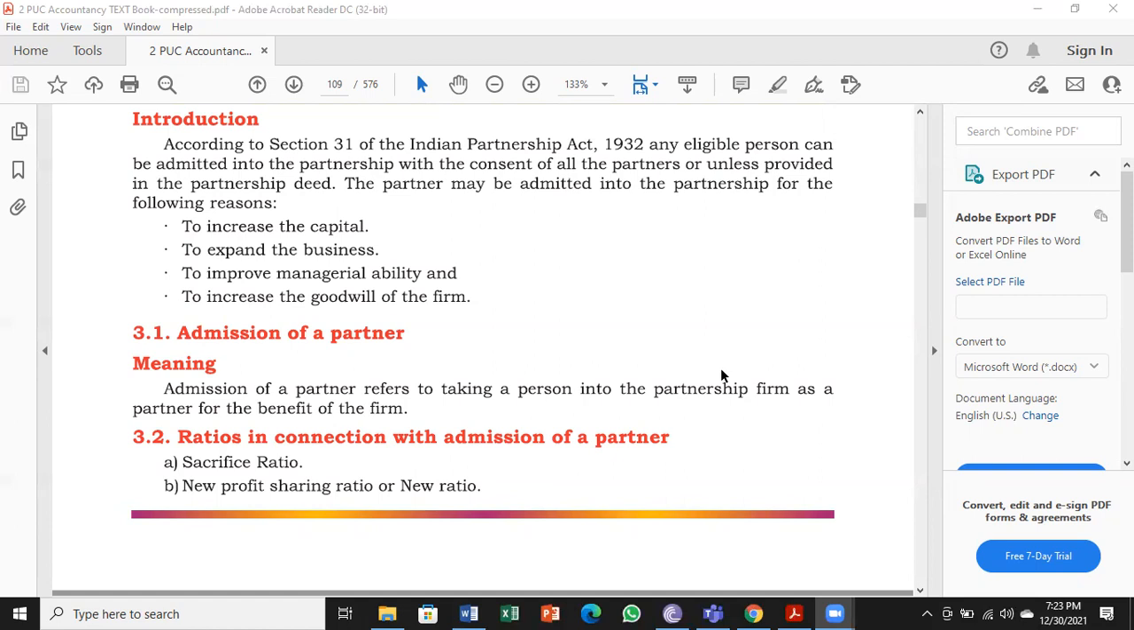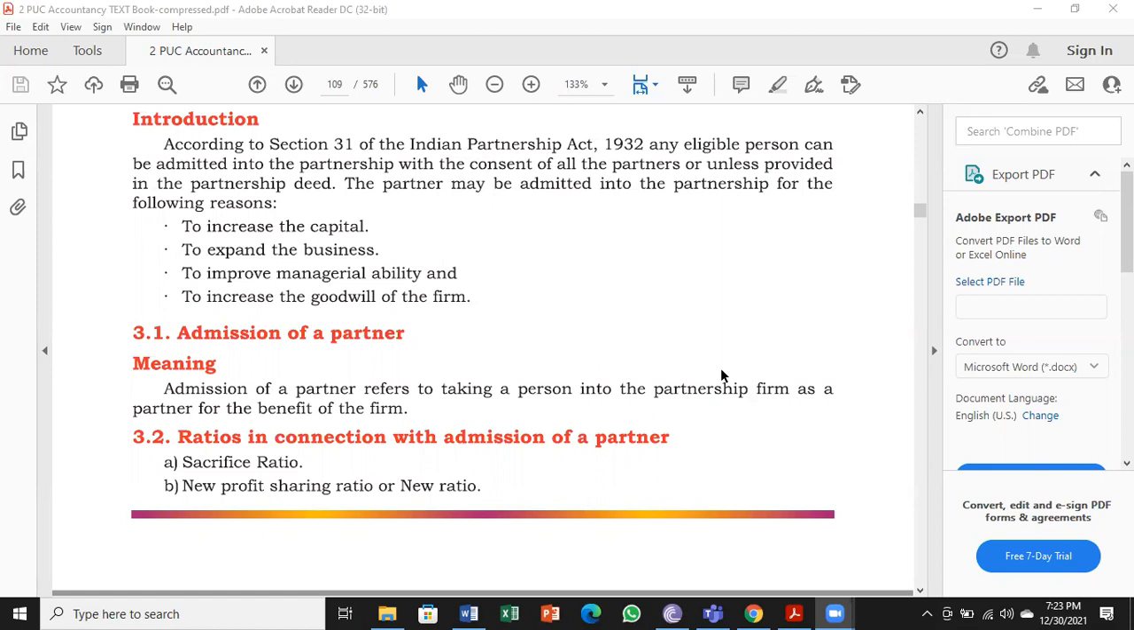So A was earlier getting 50%, and B was also getting 50%. Now A will get 33.33% instead of 50%, so A's profit percentage is coming down. B also was getting 50%, and now it is going to be 33.33%. So A and B were getting 50% earlier, and now they will be getting 33.33% after admission of C.